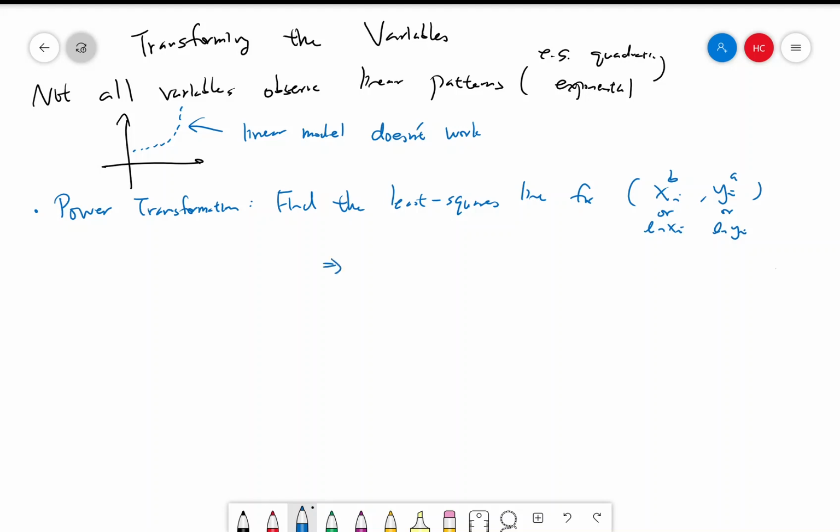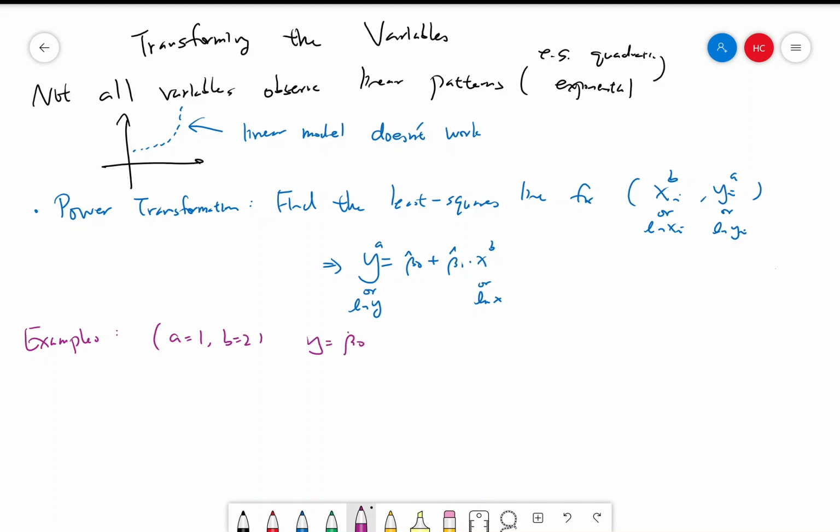So in this case, we get an equation which is least square, but not a line, because it's to a power. The equation looks like y to the a equals beta 0 hat plus beta 1 hat times x to the b. The left hand side could be ln of y, and the right hand side here could be ln of x instead. So let me give you a few examples. If a is equal to 1, b is equal to 2, then we get y is equal to beta 0 hat plus beta 1 hat x squared. This gives you a quadratic model.